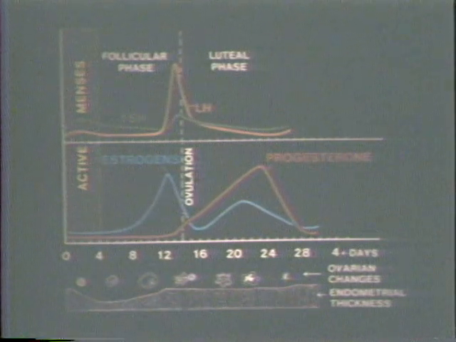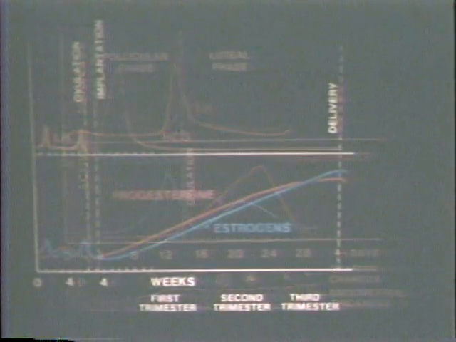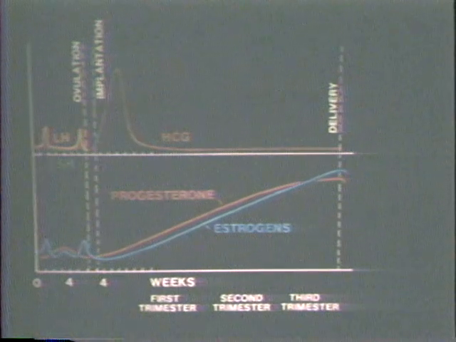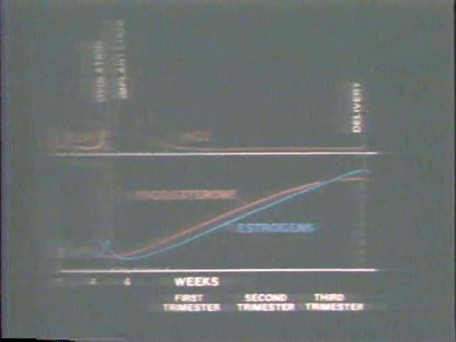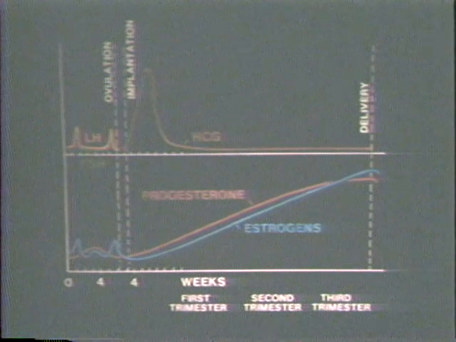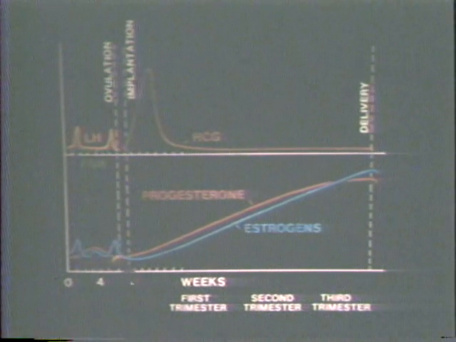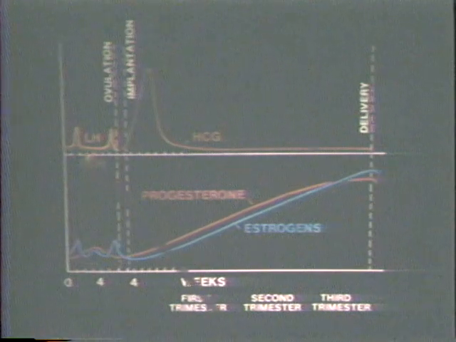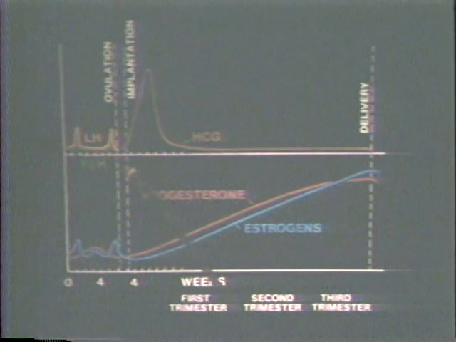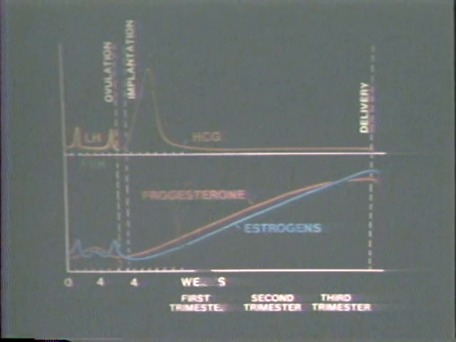If fertilization does occur, then the pattern of secretion of these four hormones changes. Graph 2 shows the changes in concentration of the ovarian hormones and the gonadotropins during one complete cycle, followed by another cycle which is interrupted by fertilization.